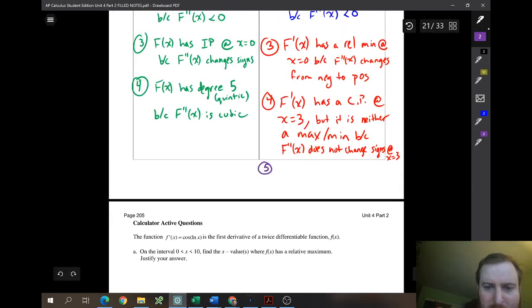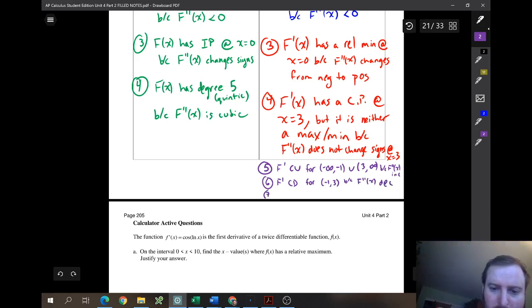But a super, super, super advanced thing would be to say that f prime would be concave up for negative infinity to negative 1 union 3 to infinity, because f double prime of x is increasing. And the opposite, we could say f prime of x would be concave down for negative 1 to 3, because f double prime of x is decreasing. And so that would mean that f prime of x would have inflection points at x equals negative 1 and 3, because f double prime of x had relative extrema.